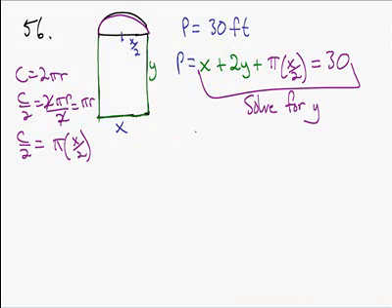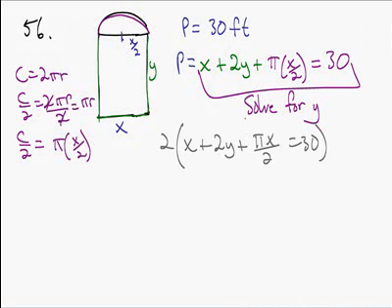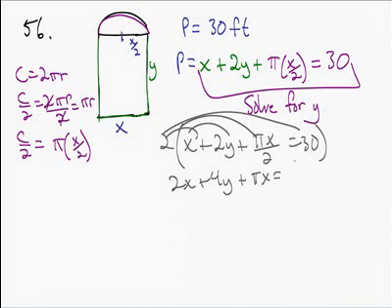Well, let's just go ahead and let's see. How about I just rewrite it for right now? x plus 2y plus pi x over 2 equals 30. Let's clear that 2 out of everything. Multiply everything by 2. So that gives me 2x plus 4y plus just pi times x equals 2 times the right side of the equation as well, or 60.